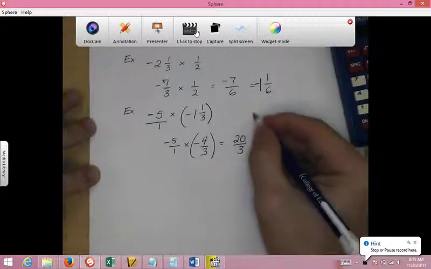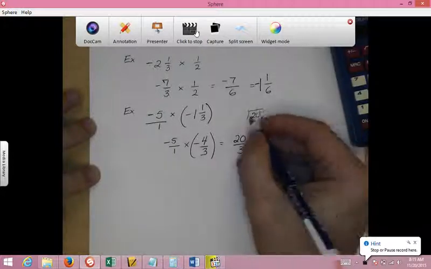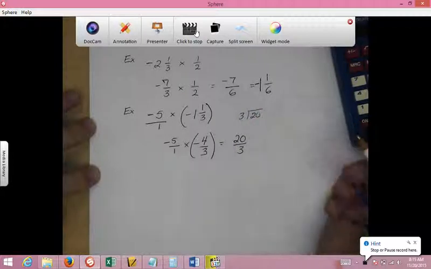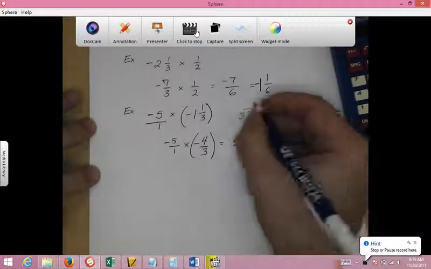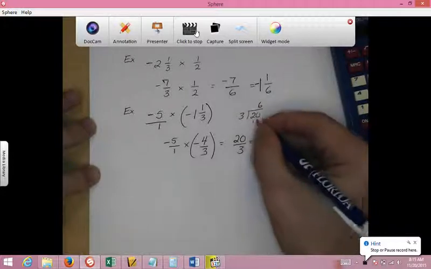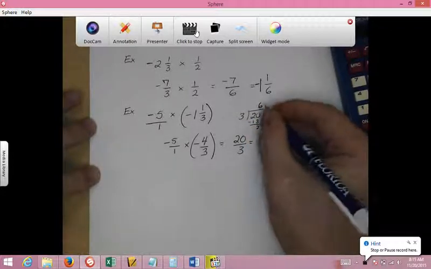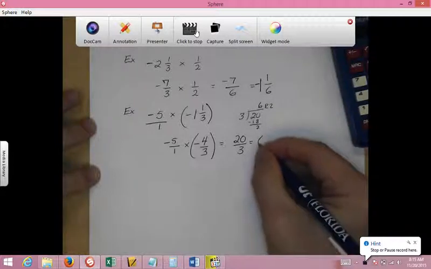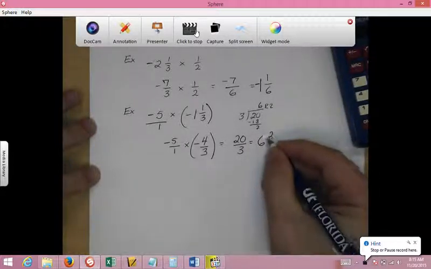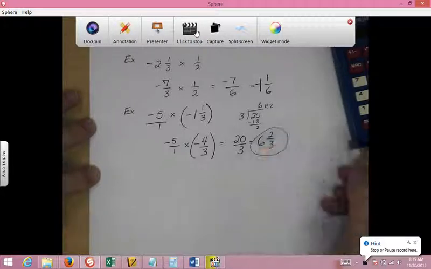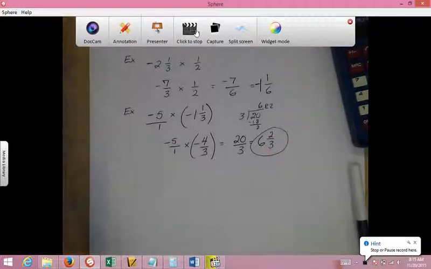Now, if you need to do the long division to turn this into a mixed number, you can. You can use your calculator to assist you, or do it in your head. 3 goes into 20 6 times. The remainder is 2. The reason why it goes in there 6 times is because 6 times 3 is 18. The remainder is 2. Denominator is 3. Done. And that is multiplying fractions.